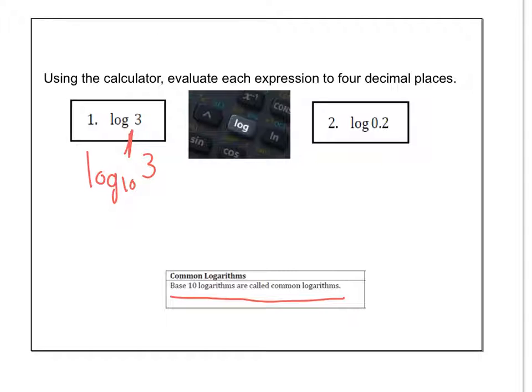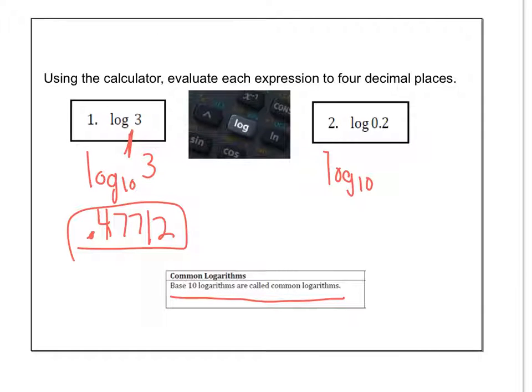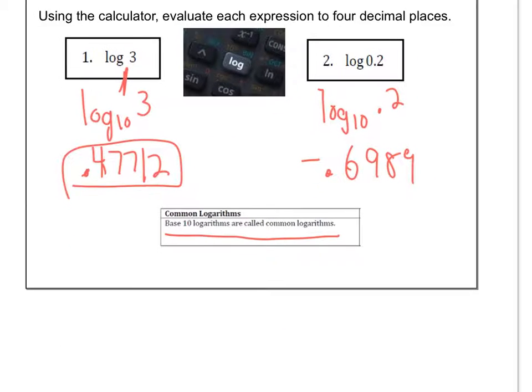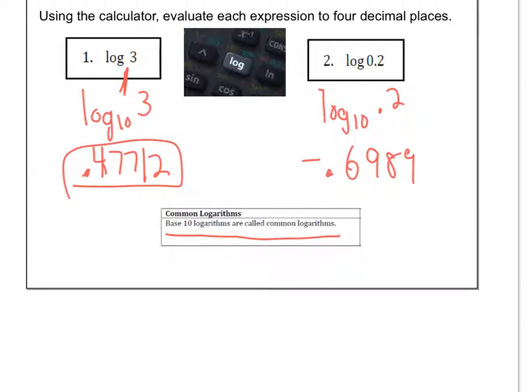So if I put that into a calculator, I'm going to get 0.4771. That's going to be my answer. Over here, this is saying, once again, log base 10 of 0.2. When you do that, that's going to be a negative answer, negative 0.6989. And if you're understanding how logs work, I'm hoping this makes sense.